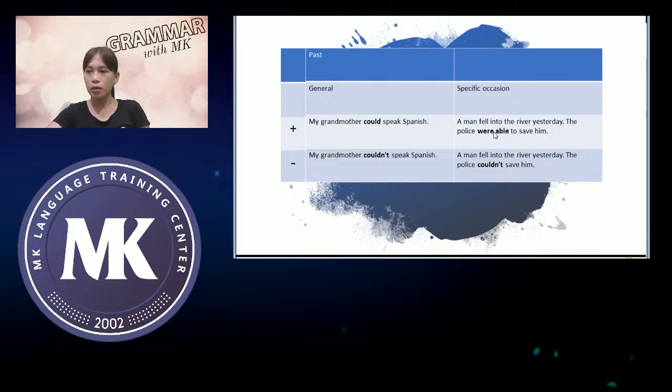Unlike for negative, you can use both. So my grandmother couldn't speak Spanish. A man fell into the river yesterday. The police couldn't save him. Just remember that if you use it for a specific occasion, which is positive, we shouldn't use the word could. If you have any question, just comment.